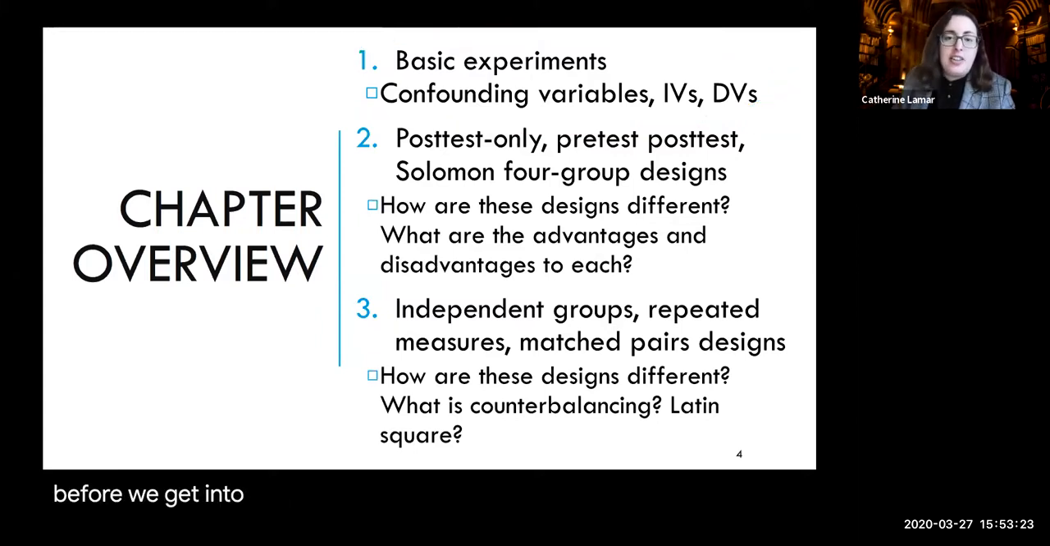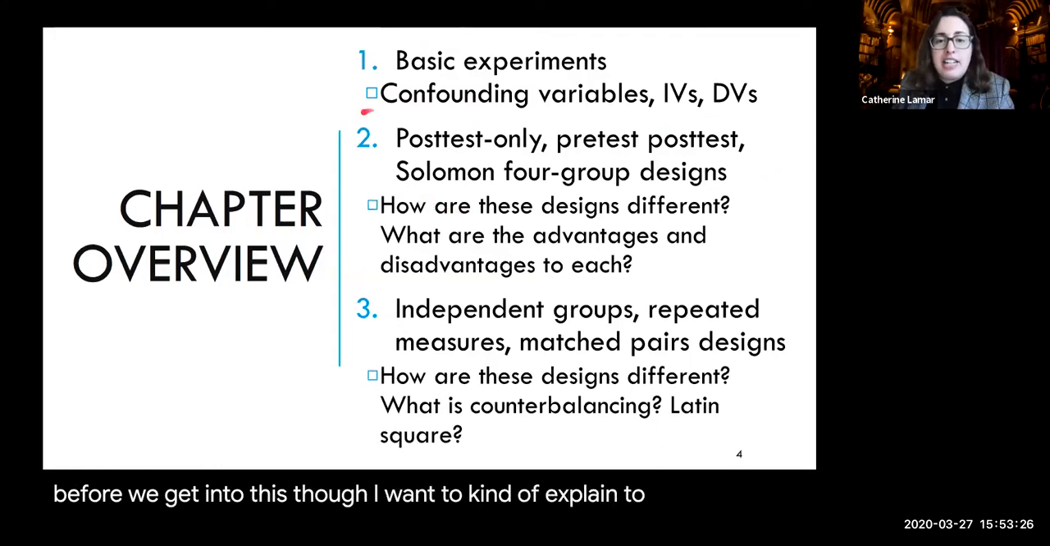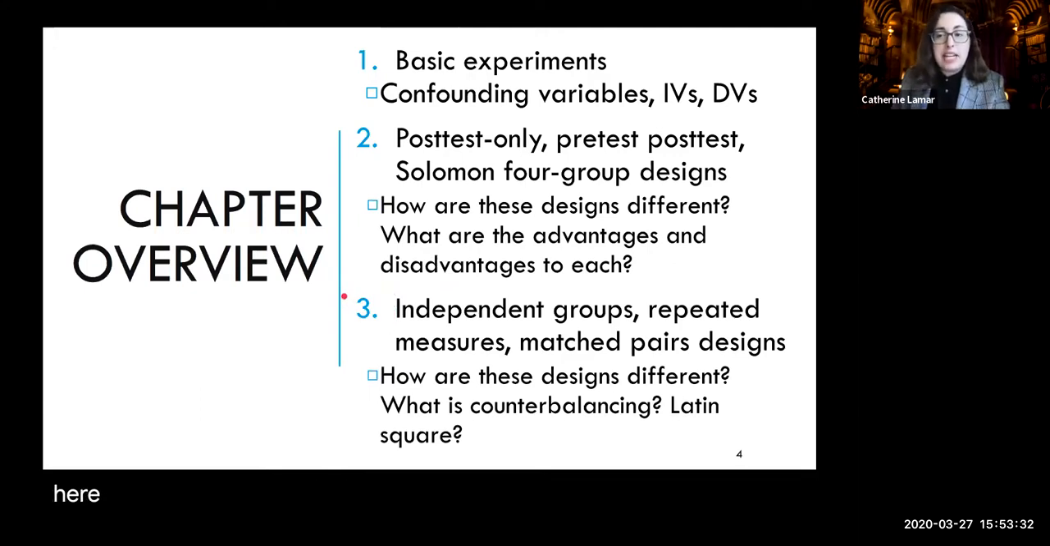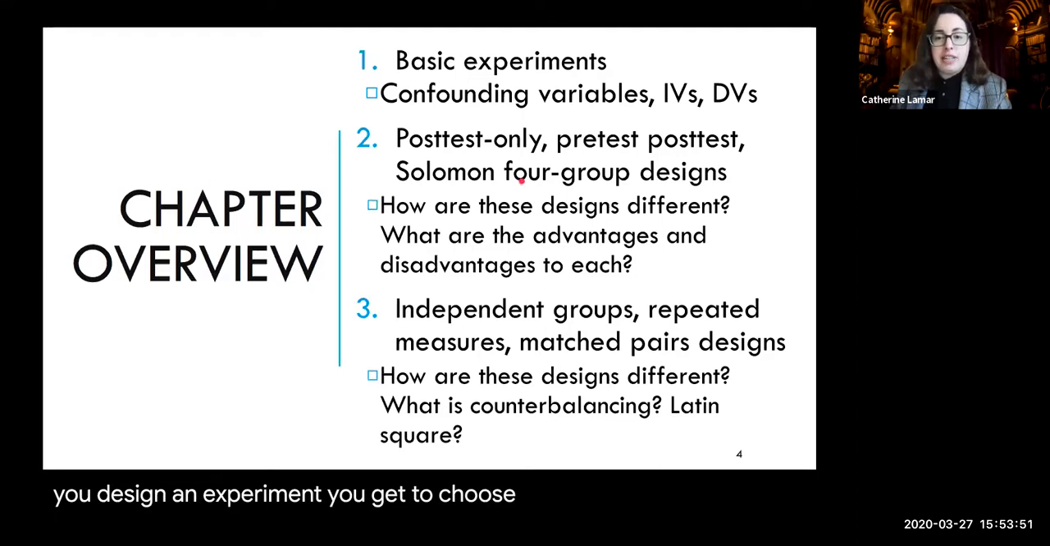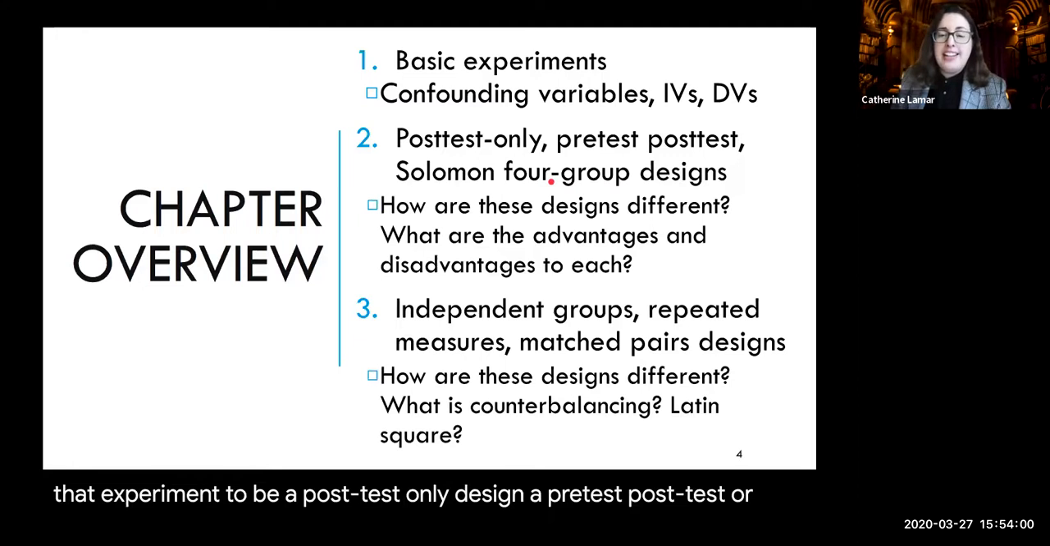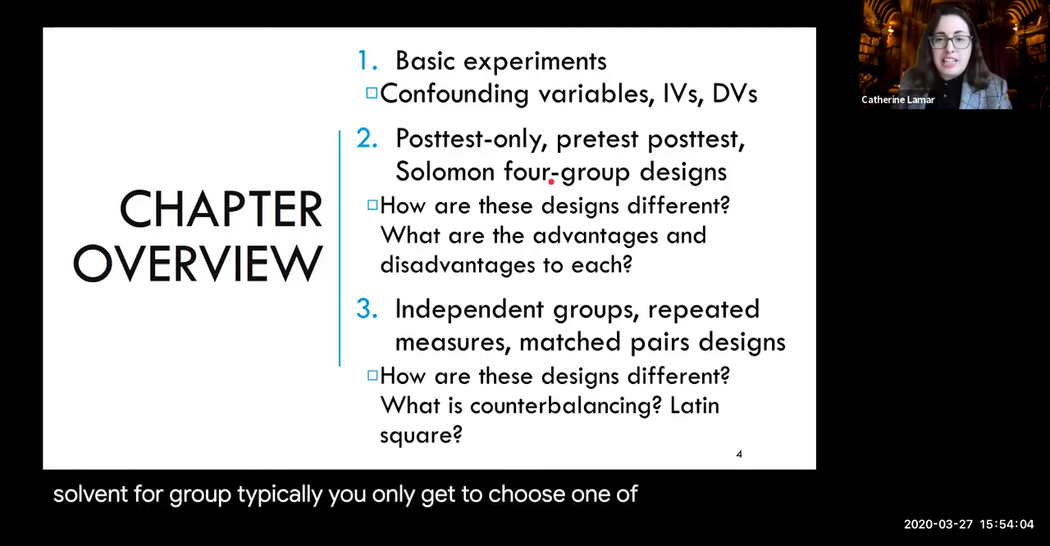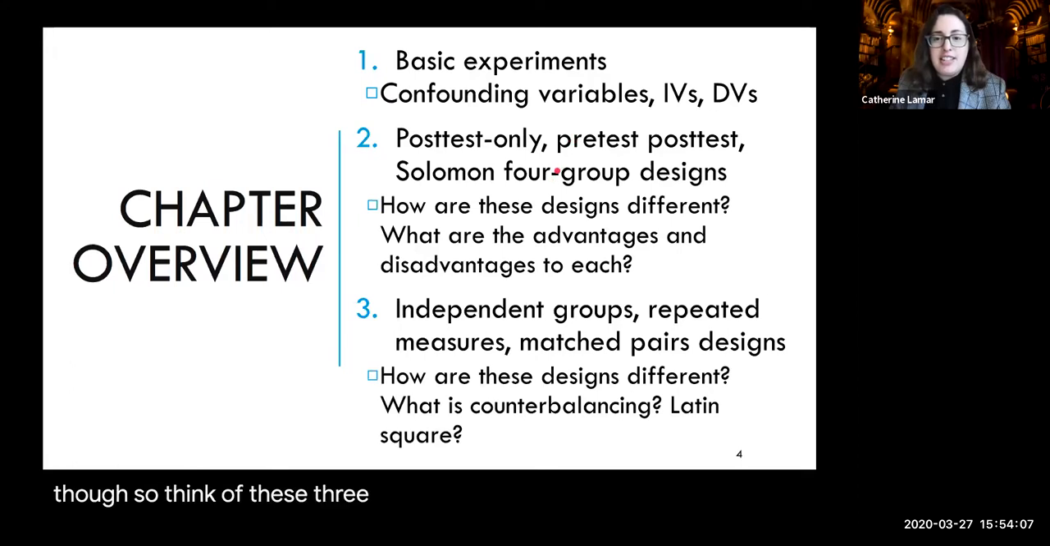Before we get into this though, I want to explain why I've taken those 6 types of designs and grouped them into 2 categories here. There's actually a lot of meaning behind that. I've taken the first 3 types of designs, post-test only, pre-test post-test, and Solomon four-group, and I've grouped them together. The reason is that I want you to think of them all as belonging to the same category. When you design an experiment, you get to choose one thing from this category. In other words, do you want that experiment to be a post-test only design, a pre-test post-test, or a Solomon four-group? Typically, you only get to choose one of these things though. So think of these 3 different types of designs as one category.